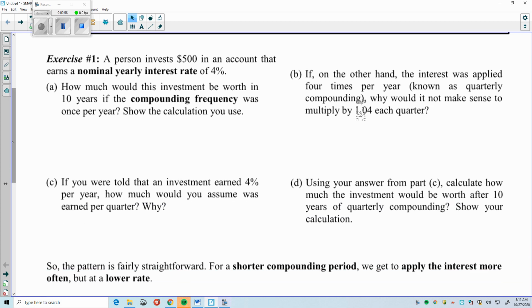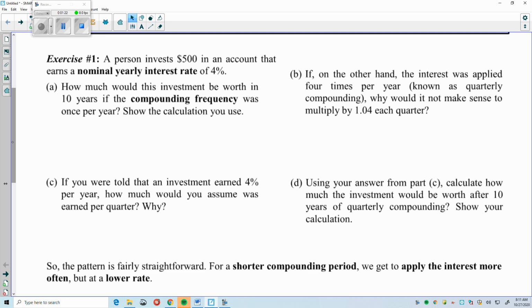So we're going to try a problem. A person invests $500, that's your principal, into an account that earns a nominal yearly interest rate of 4%. How much would this investment be worth in 10 years if the compounding frequency was once per year? So we're just doing a one time a year compounding. Just once at the end of the year, you get your interest rate applied.